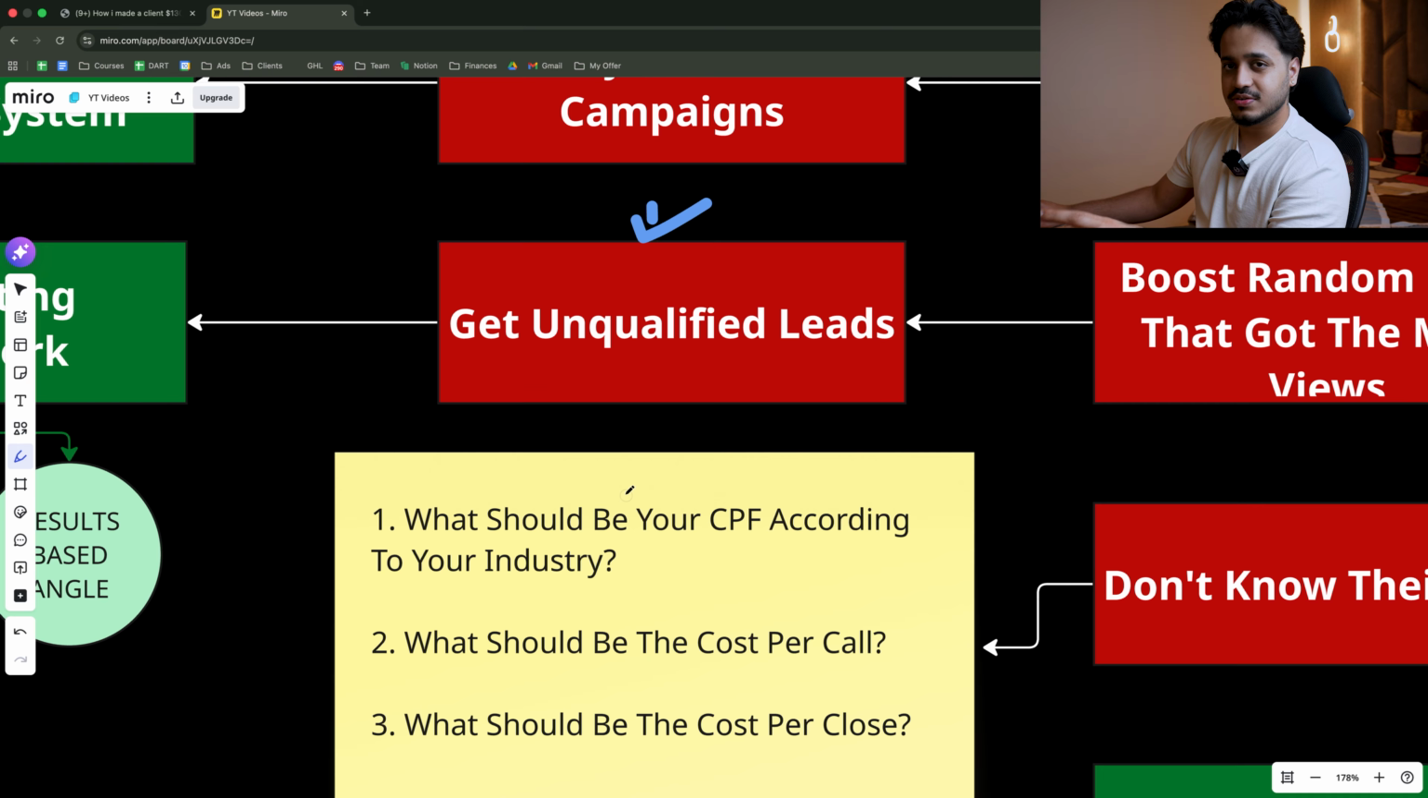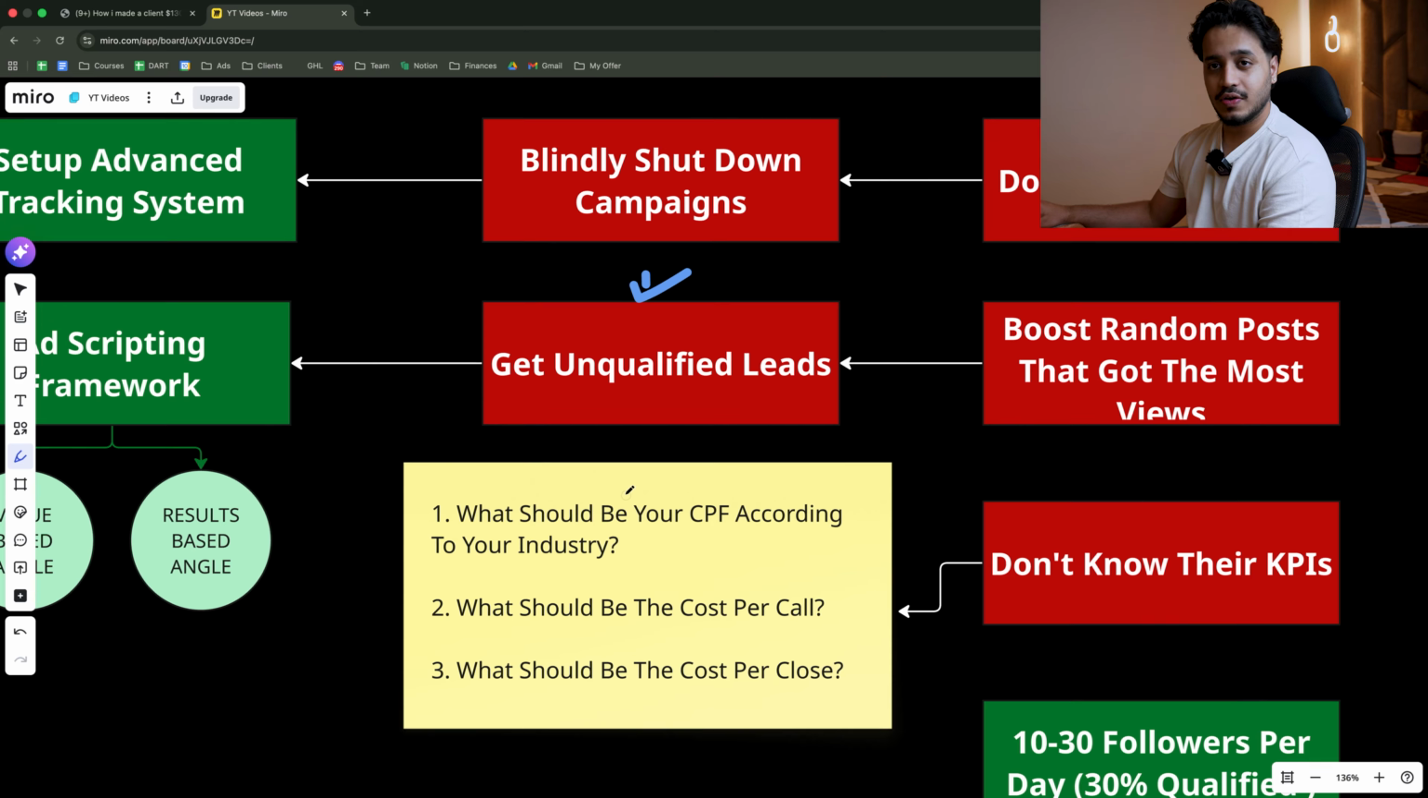You can't. Which is important, because if you are thinking, oh, my cost per follower is $10, and you're not making sales, you'll probably end up optimizing the wrong thing, whereas the first thing you should be optimizing is your cost per follower, because it's extremely high. So yeah, you need to know your KPIs.